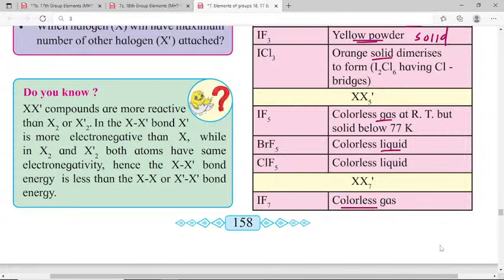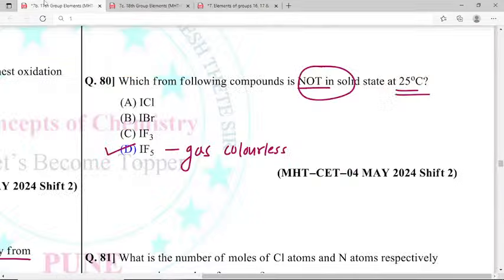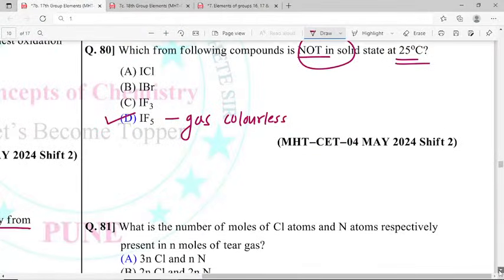Colorless gas. IF7 is a colorless gas. This is a colorless liquid: ClF5, BrF5. IF5 is a colorless gas and both are liquids. Okay, get it everyone? Next question.